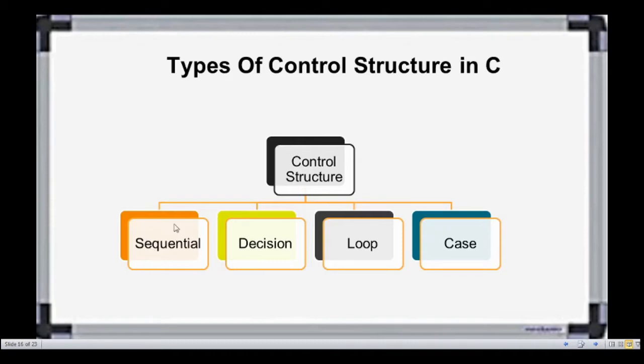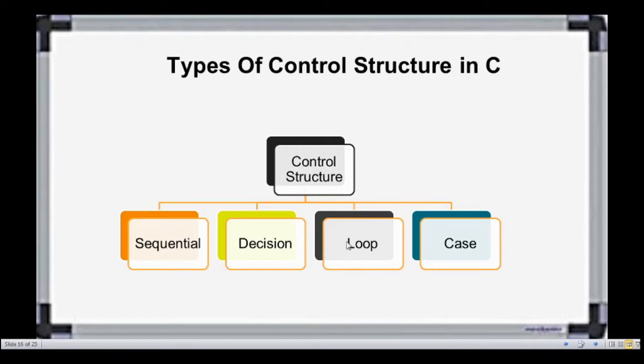First one is sequential control. Sequential control means your whole program is executing step by step. All the lines of the program are executed. Next one is decision making statements, or decision making control, or we can say conditional control. Depending upon the condition, whether it is true or false, it will execute a specific part of your program.